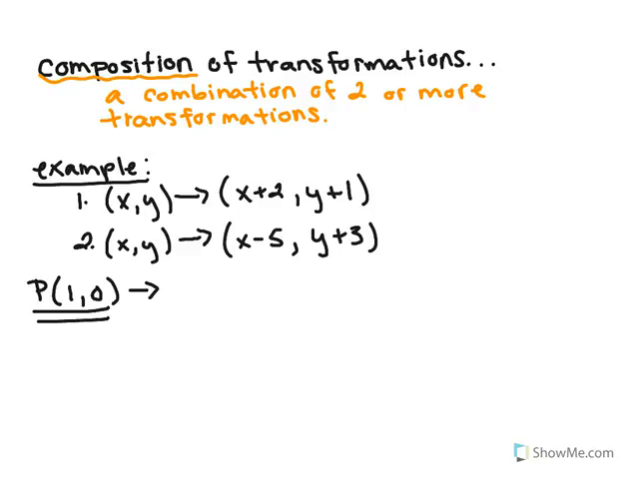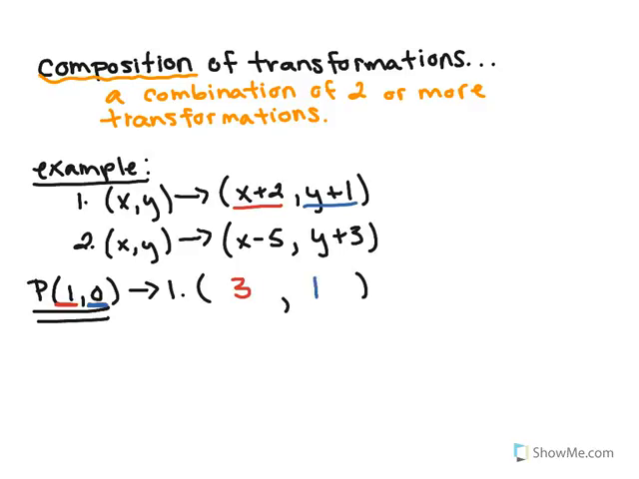So what I can do is I can go ahead and do my first translation. So I'm going to get my parentheses set up, and I'm going to stick with red for my x's and blue for my y's. So the first rule says take your x's and add 2 to it. So I go over here and I look at my x's, which is 1. So I would do 1 plus 2, which would give me 3. And then I'm going to do my y's. So here's my y, and here's my rule for it. So 0 plus 1 is 1.